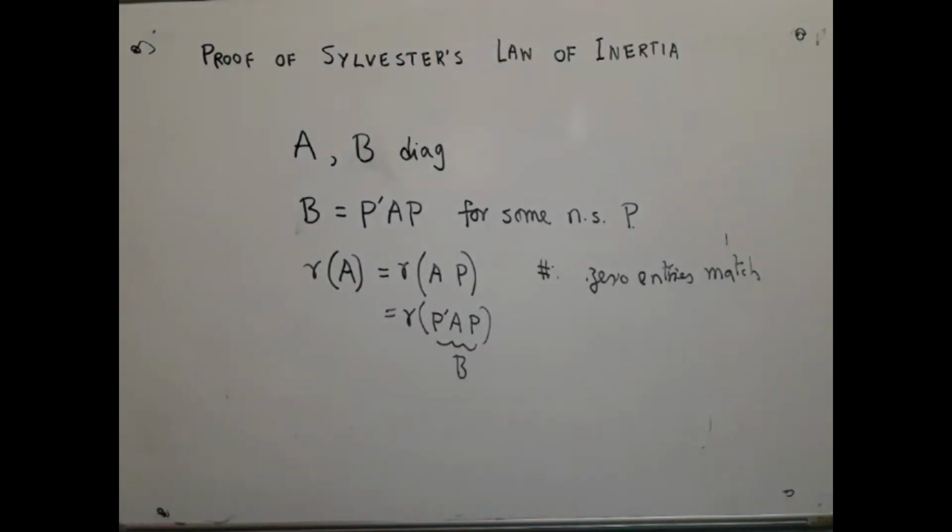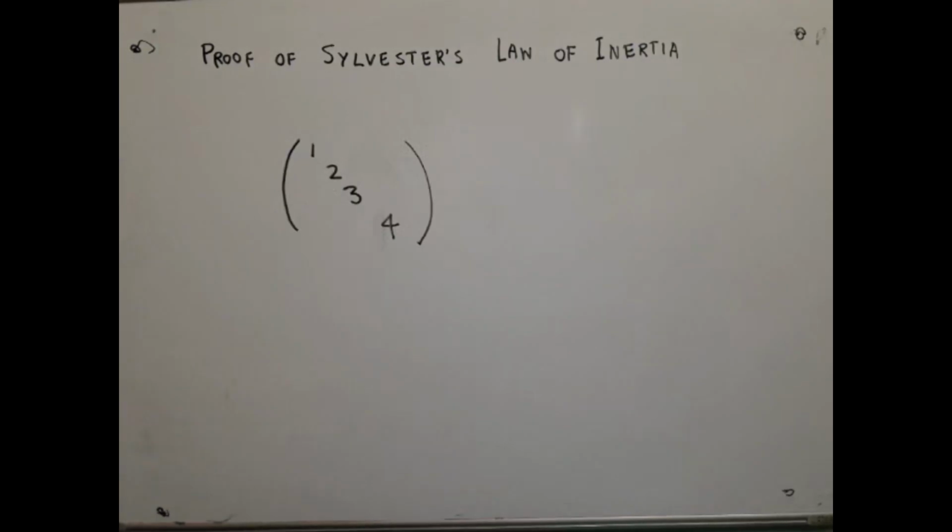Now, we have to figure out whether the number of positive entries match, because that will immediately say by elimination that the number of negative entries must also match. Now, let us attack the problem from the other end. Suppose I give you a diagonal matrix like this. Can you quickly give me another diagonal matrix which will be congruent to this?